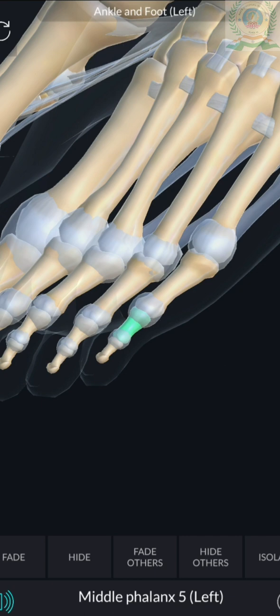The middle phalanges are some of the smaller long bones that form the toes of the feet. They are positioned between the distal phalanges and the proximal phalanges.